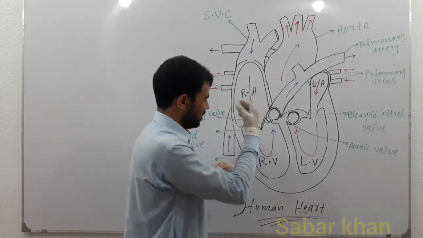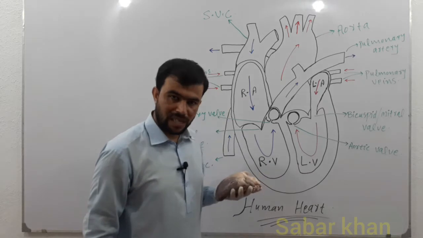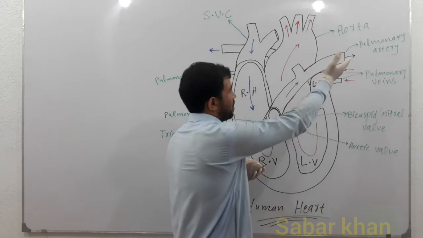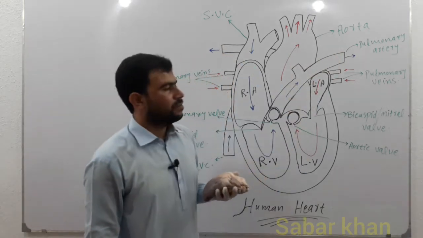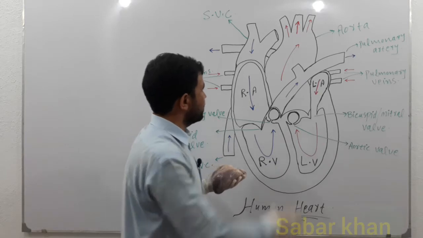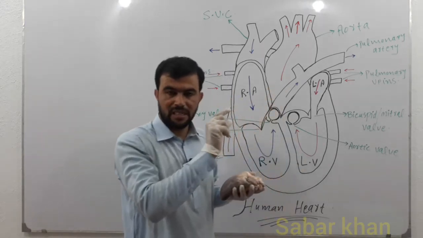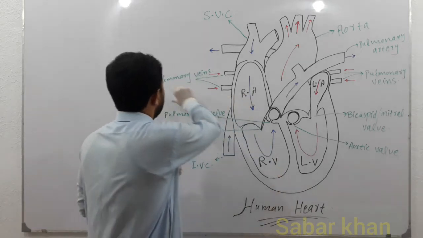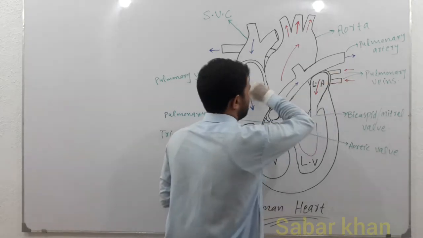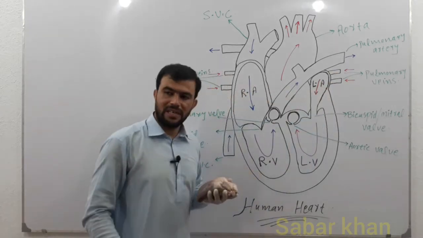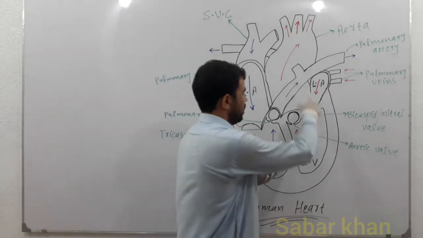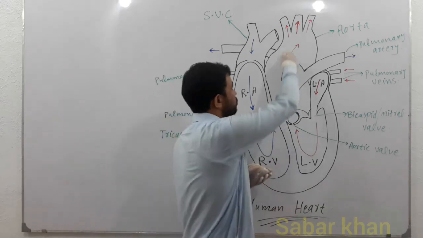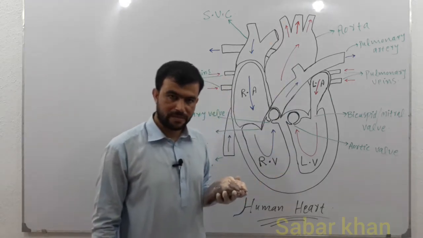When the right atrium contracts, the blood is pushed into the right ventricle, and when the right ventricle contracts, the blood is pushed into the left lung and right lung via the pulmonary artery. After that, when the blood is oxygenated in the lungs, that blood comes via the right pulmonary veins and left pulmonary veins into the left atrium, and when the left atrium contracts, the blood is pushed into the left ventricle, and when the left ventricle contracts, the blood is pushed into the aorta to the whole body.